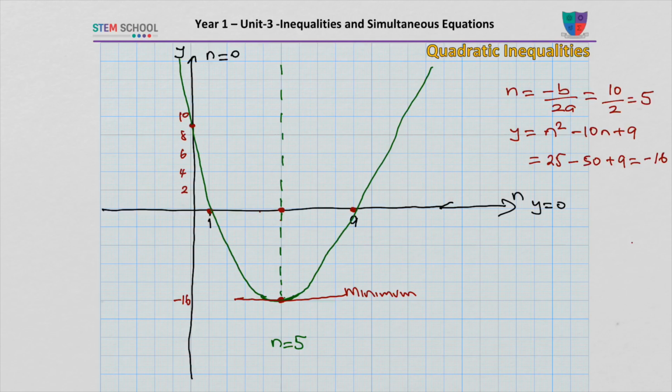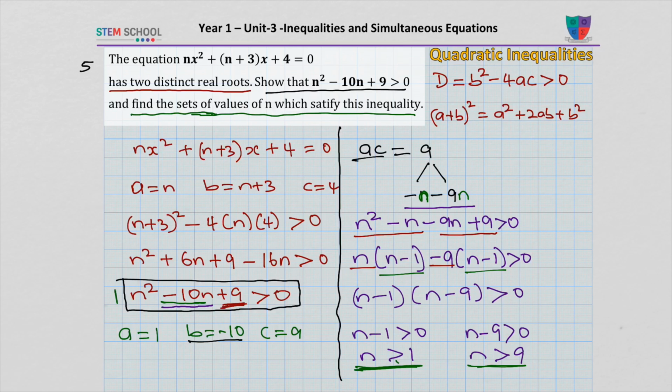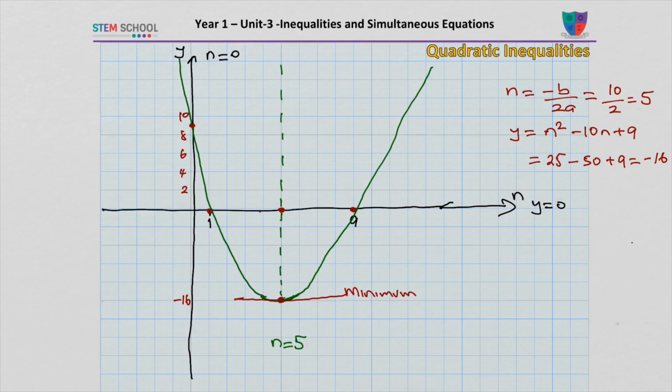Now we can answer the questions. The question says that the function is greater than 0, so we need to find the inequalities for it. The function will be greater than 0 by selecting the points where it's greater than 0. It's not including 1 and 9, but you can see the y value is greater than 0 there, and the x value is greater along there.